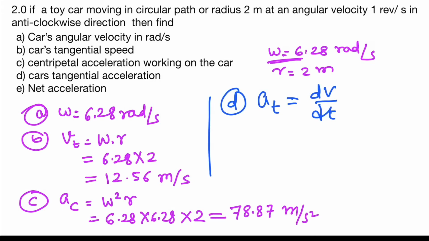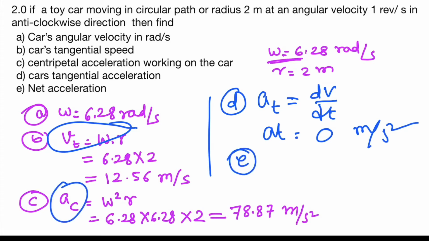Part D, the car's tangential acceleration. Tangential acceleration is the rate of change in magnitude of tangential velocity. Here, the magnitude of tangential velocity is constant. So the tangential acceleration is equal to 0.